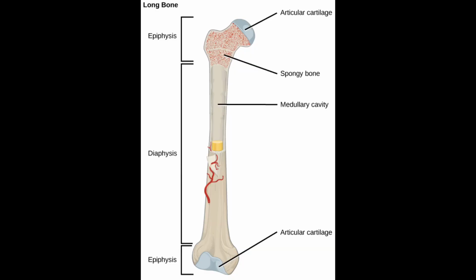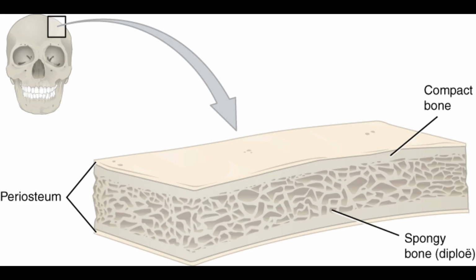In this picture, as you can see, this is a long bone. We can see the epiphysis there, the diaphysis, and the epiphysis again. Spongy bone is shown in the middle of the epiphysis, and we have a medullary cavity in the middle of the diaphysis. And at both ends we have articular cartilage.